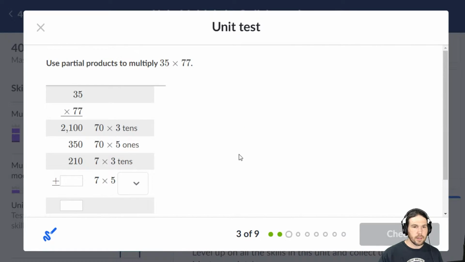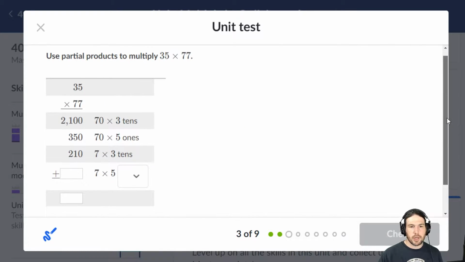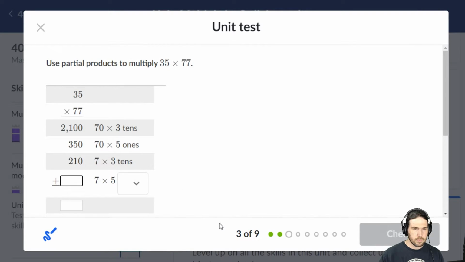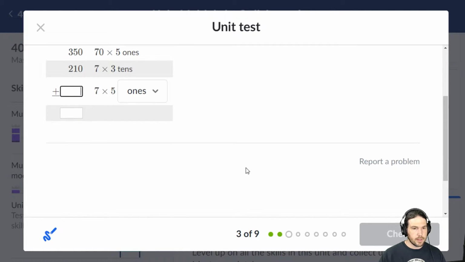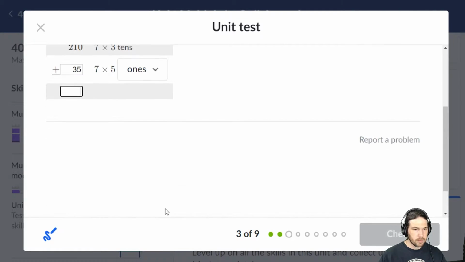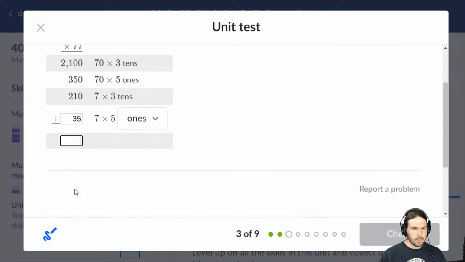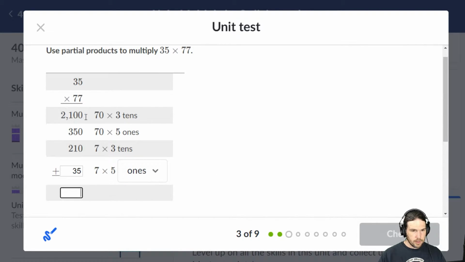Nice. Moving on. Use partial products to multiply 35 times 77. Seven times 5 ones is 35. So the total, 2450, 660, 2695.